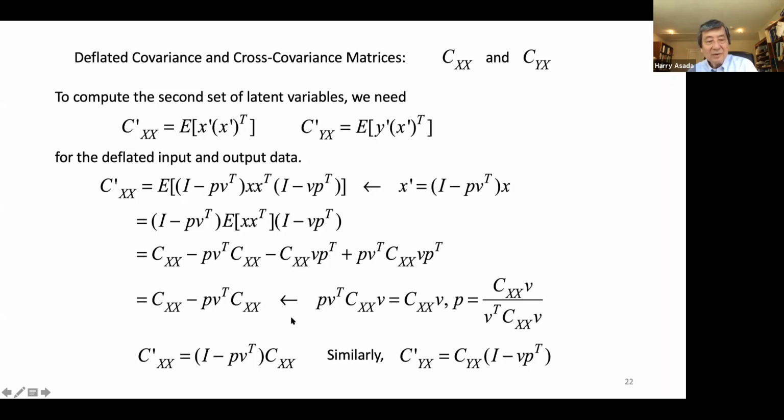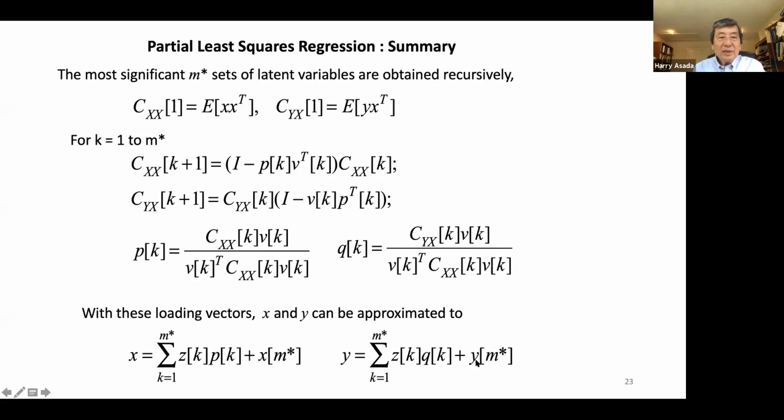These two cancel out. The result is CXX minus P V transpose CXX, and factoring out CXX, we get this expression, which is interesting because it's very similar to the X vector deflation. The covariance matrix too can be deflated in this way. Similarly, this must be computed in the same way. We can prove that this is the case. Okay, so that's all about it.